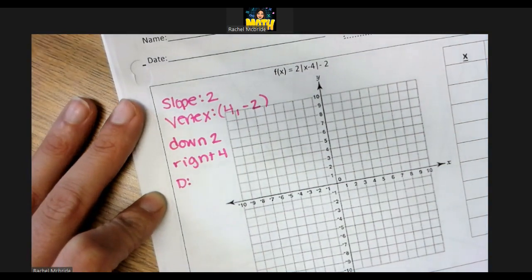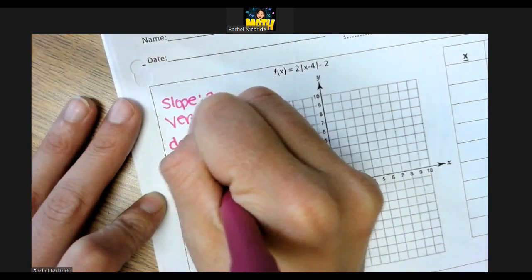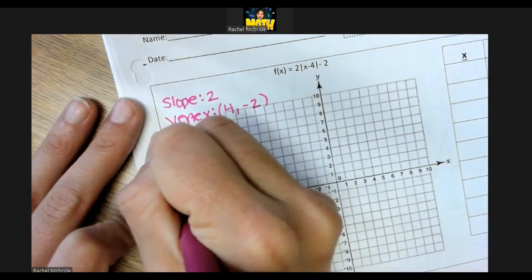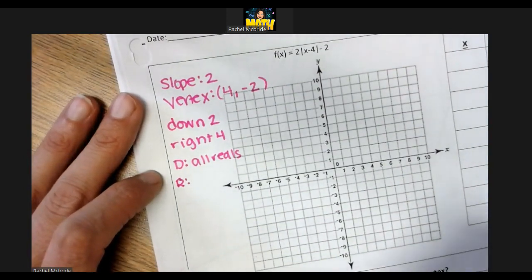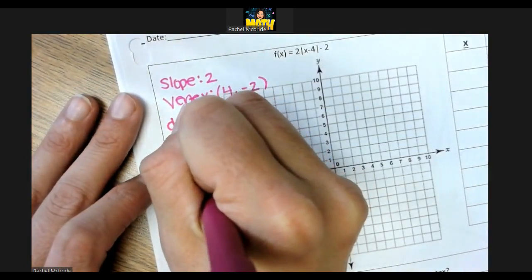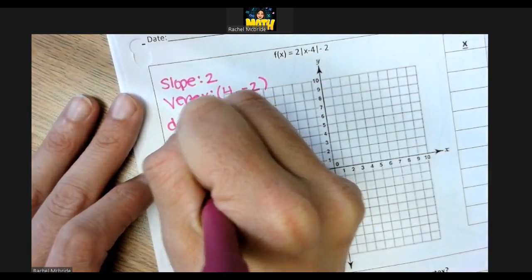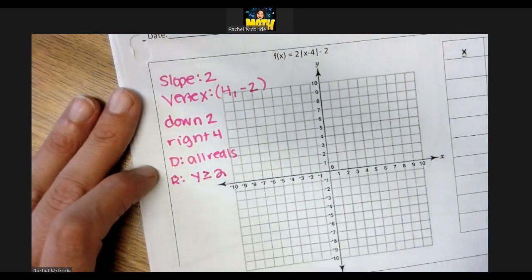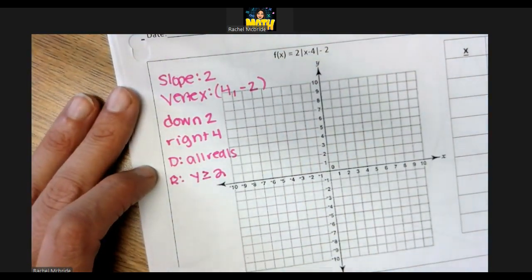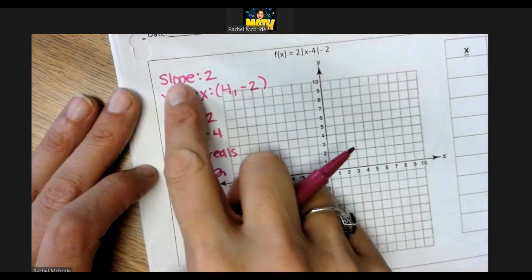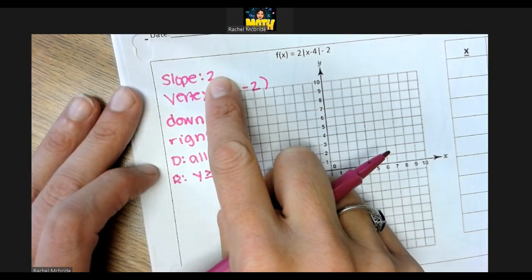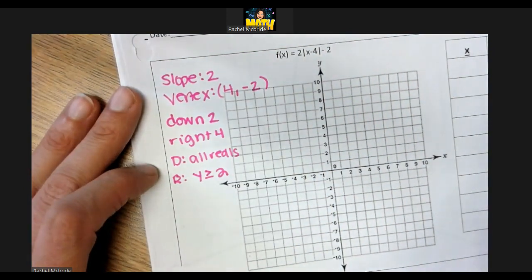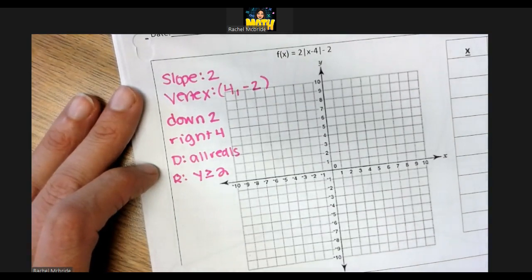Will, what is the domain? Okay, Will, pick someone. Jesse, what's my range? Careful, it's open up because there's no reflection. All right, we talked about the slope. Pick on someone. Okay, Dylan, we talked about the slope being 2. What's that going to do to my graph? Stretch it or compress it? Perfect.